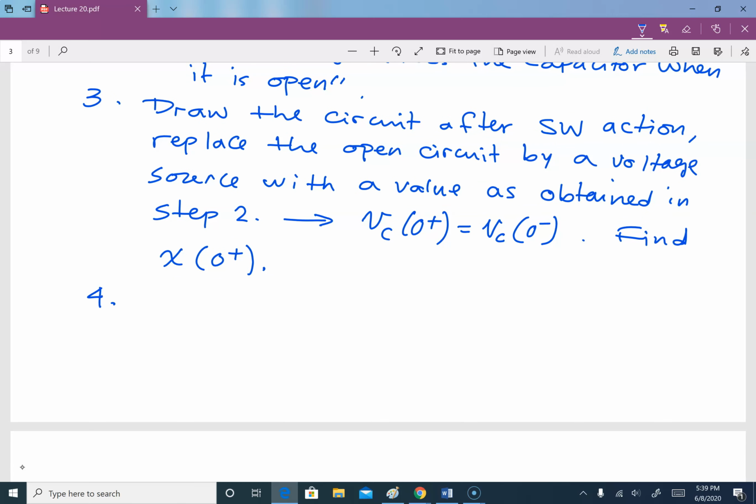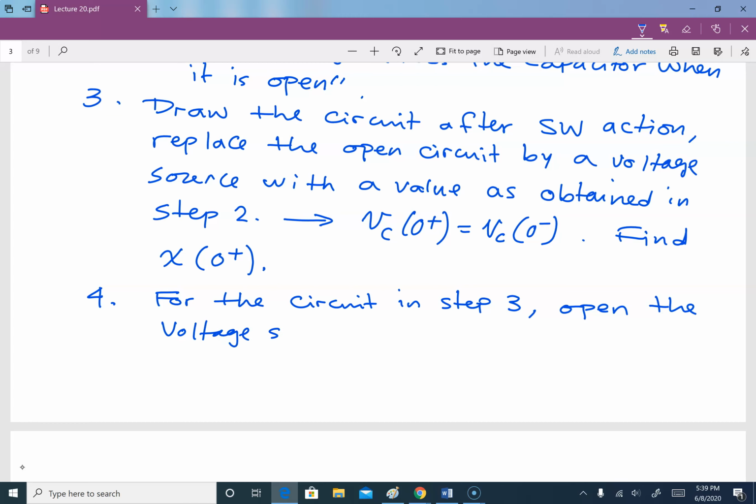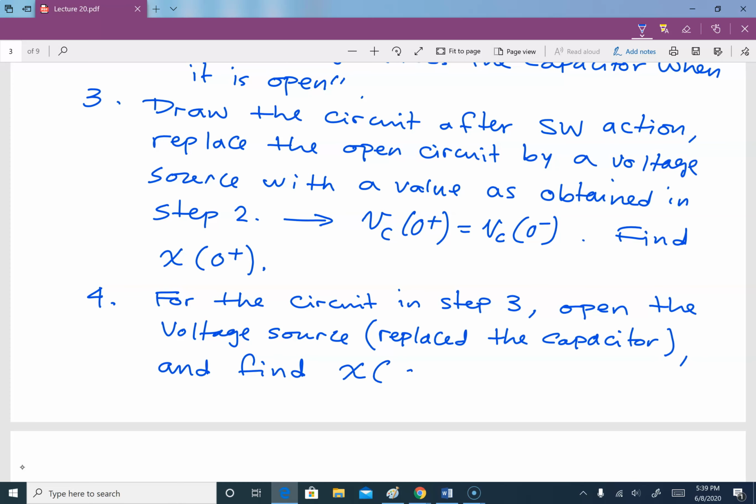Step number 4. For the circuit in step 3, open the voltage source, which is the one that replaced the capacitor, and find X of infinity.